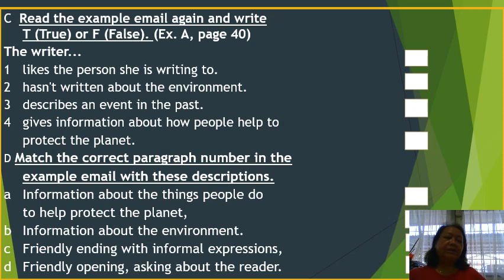Number two, the writer hasn't written about the environment. True or false? Good. It's false. Number three, the writer described an event in the past. True or false? True. Good. Number four, the writer gives information about how people help to protect the planet. True or false? Good. True. Alright. We shall move on to exercise B.